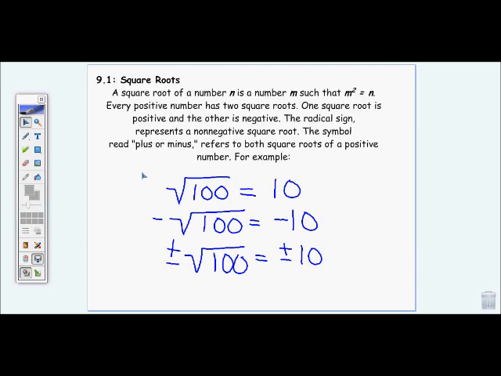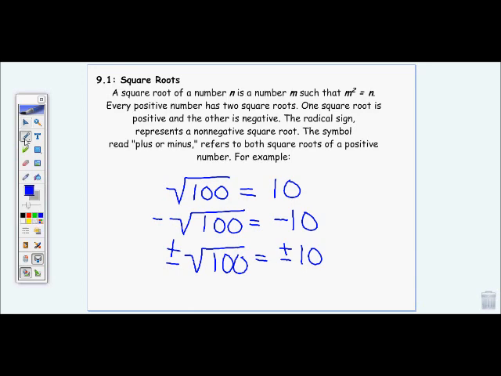A square root of a number, and we're going to call that number n, is a number, and because we're just talking about all different numbers, we're going to call that one m. Now the rule says that if you squared m, it would equal n. Sounds like I'm speaking a different language. So when you see it in action, it's going to make a lot more sense to you.